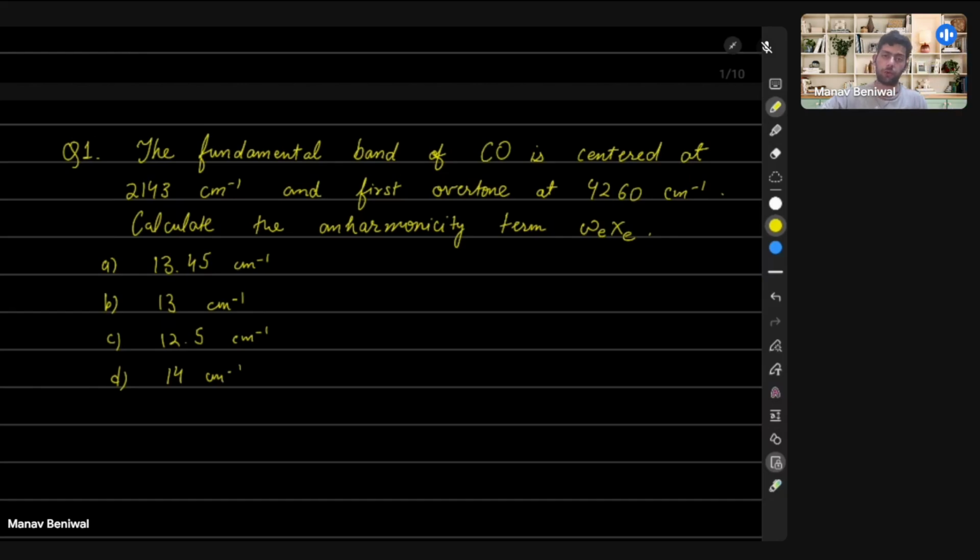So this is our first problem. We are given a carbon monoxide molecule, CO. The fundamental band is centered at 2143 and the first overtone at 4260 centimeter inverse. So from the unit itself, centimeter inverse, we know that they are talking about wave number. So the two wave numbers are given to us.